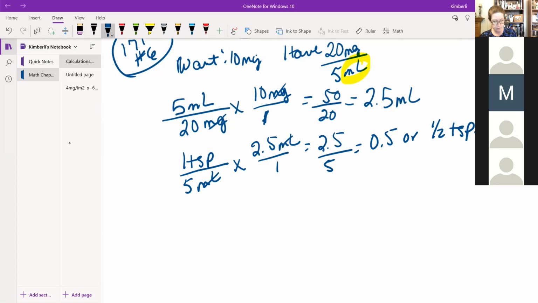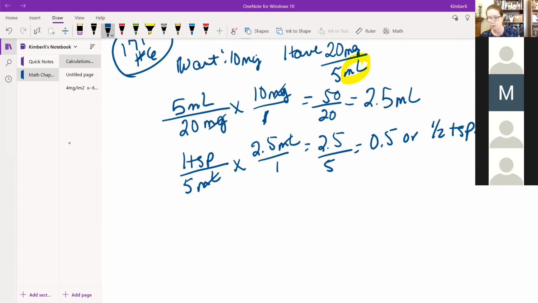And then what types of medication administration devices could be used to administer this dose? Looking back at these, you could use just about any of them, couldn't you? Except maybe the cup. The medication cup might be too big, but you could use the dropper, you could use the oral syringe, and you could use the medication spoon, right? Any of those would work.